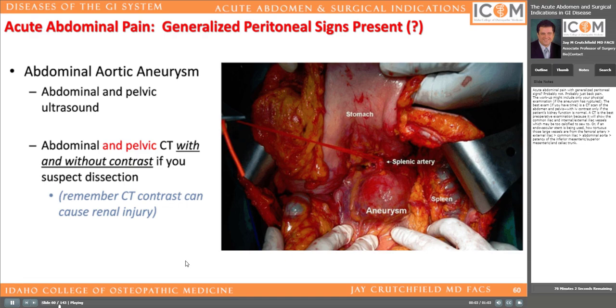So, acute abdominal pain with generalized peritoneal signs? Probably not. Probably just back pain. The workup might include only your physical exam if the aneurysm is ruptured.